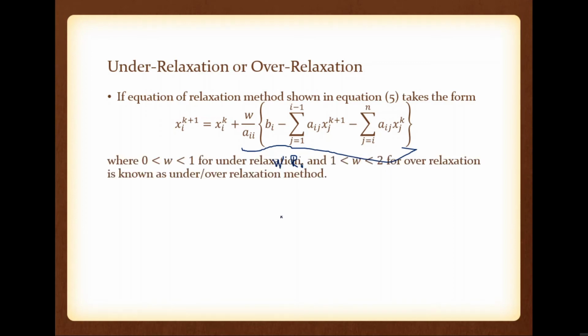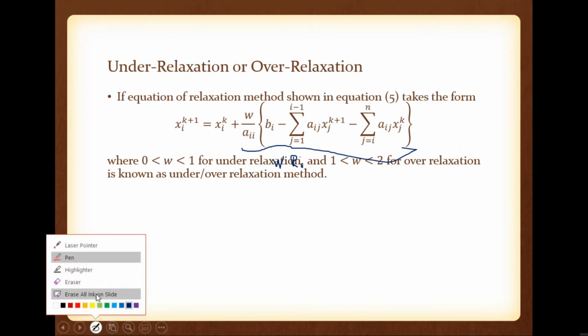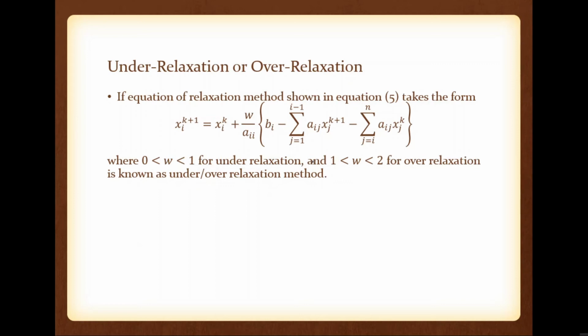Okay. So if w is in between 0 and 1, it is under relaxation, and if it is in between 1 and 2, that is over relaxation. Means if you are taking more than 2, if w is greater than 2, it will diverge. The method will become divergent. Why? Because the magnitude of this side must be less than 1. The magnitude of this side will be less than 1 if w is less than 2.